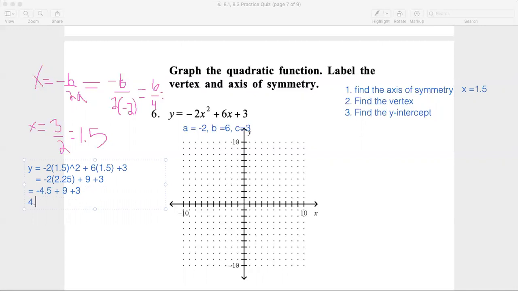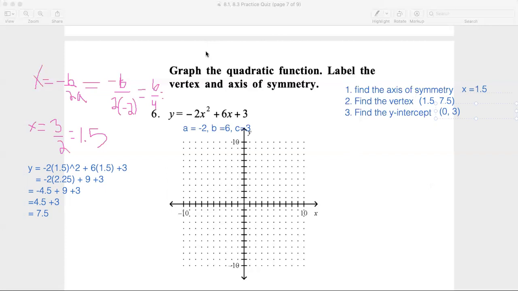-4.5 plus 9 is 4.5, plus 3, which equals 7.5. All right, so your vertex is 1.5, comma 7.5. And then your y-intercept is always your 0, comma c. So it's 0, comma, my c value is 3.